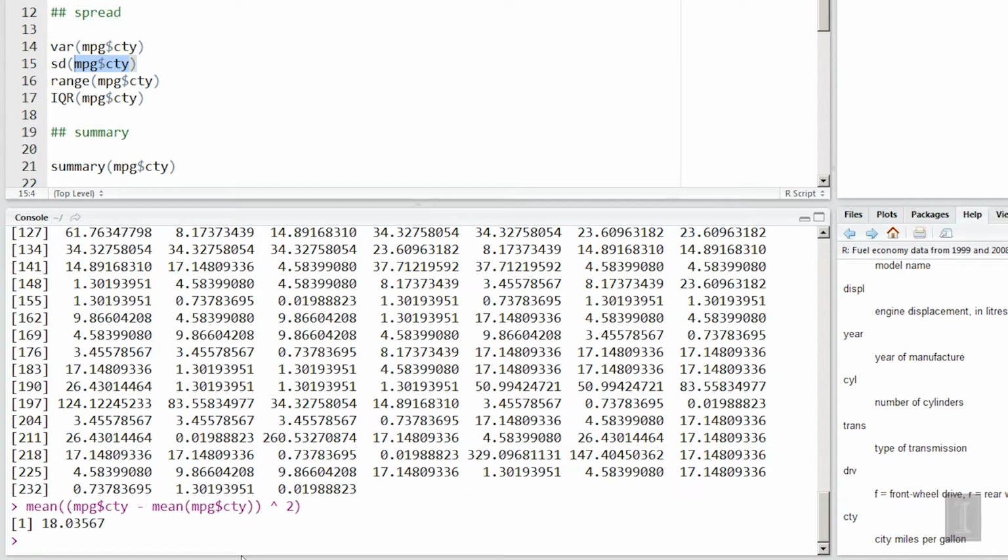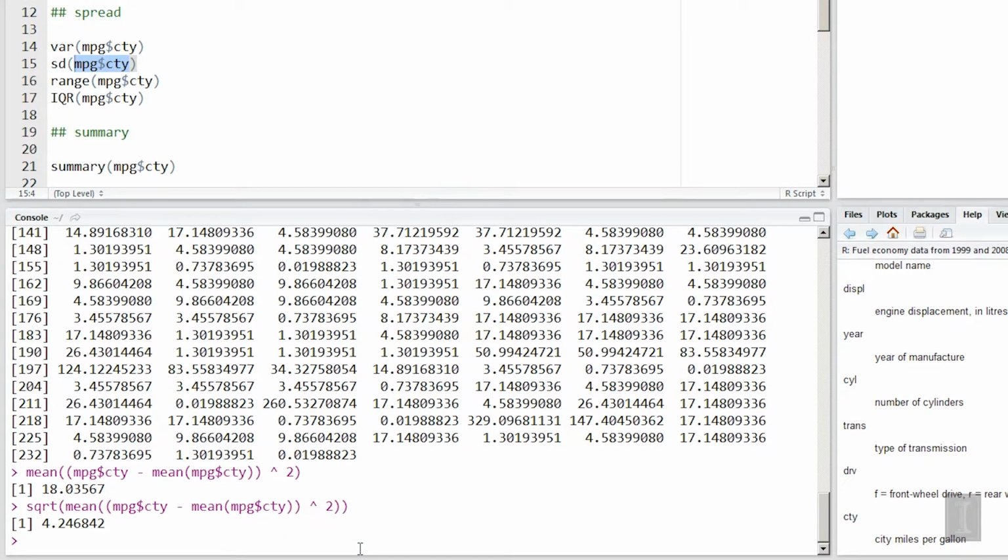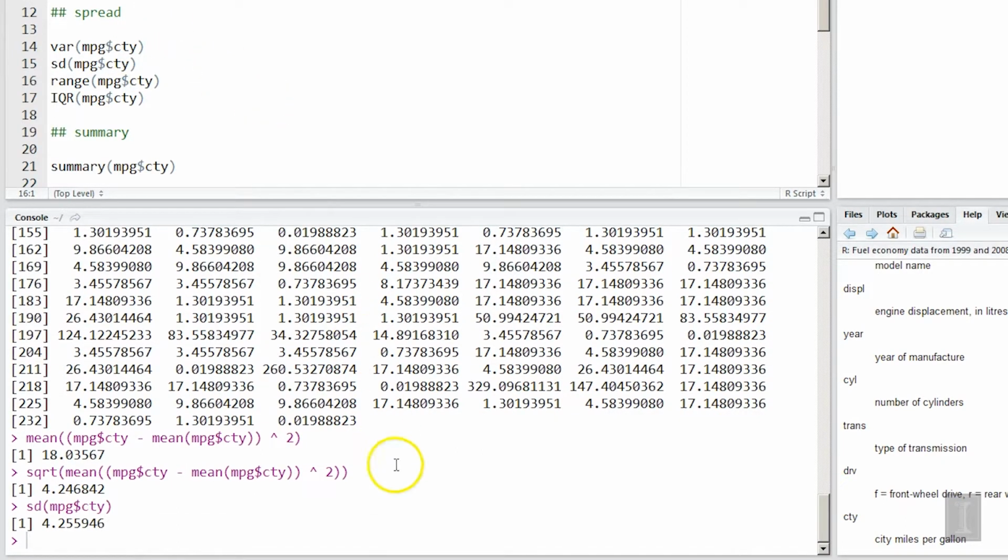We have 18.03, and I'm going to do one more thing, which is take a square root. Because I squared things here, now I'm in units squared, so this is miles per gallon squared. I would like a measure of spread that is in units of miles per gallon, so I take a square root, and I have this number here, which let's compare to the standard deviation. So it's very close, but it's slightly different.